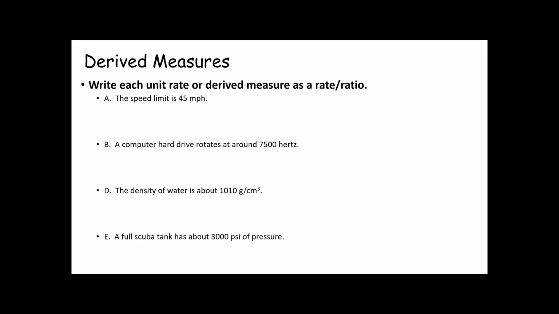Not awful, right? Tell you what, take just a moment, see if you can figure out what the ratio or rate for each of these would look like. The speed limit is 45 mph. Do you know what mph stands for? Hopefully you realize that's 45 miles in 1 hour. A computer hard drive rotates at around 7,500 hertz. Hertz is a derived measure. It's a unit rate. Do you know what that one is? Most of the time people are less familiar with that one. Hertz is revolutions per second.